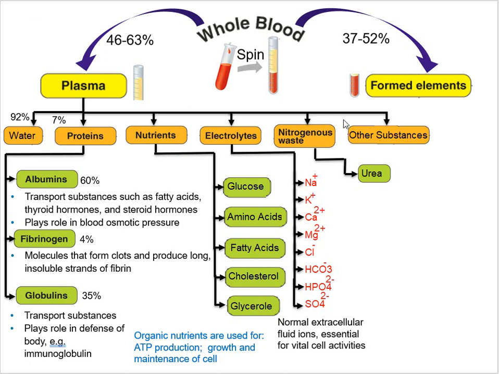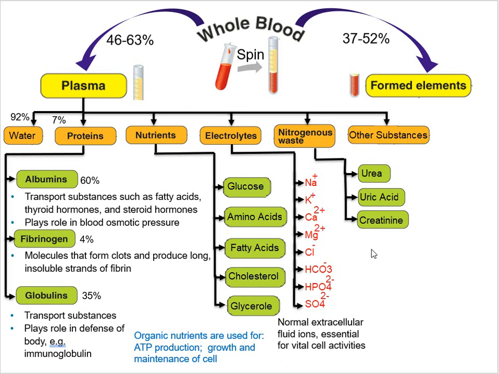The nitrogenous waste that we're going to discuss right over here includes urea, which is one of those products that you find in the plasma. It contains uric acid. Uric acid is basically formed during breakdown of nucleic acid. So when you break down nucleic acid, uric acid is formed.